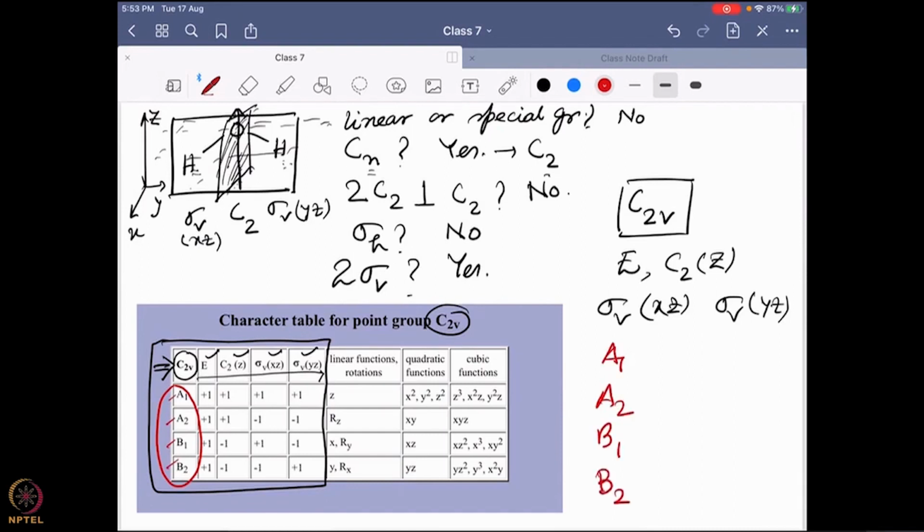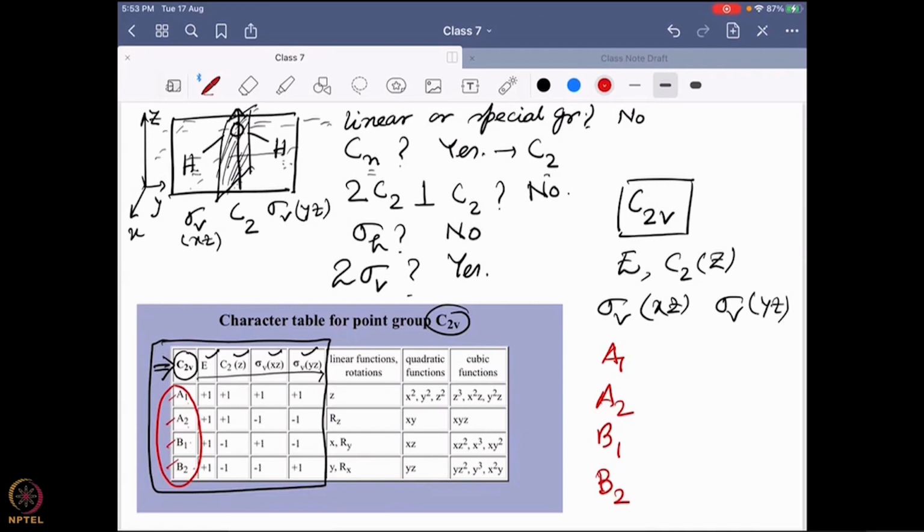So these are actually the symmetry representations. How many different symmetry representations can this molecule have, which belongs to the point group C2V? There are 4 different ones, right? A1, A2, B1, B2. So any particular property which is connected to the molecular structure has to be connected with one of these 4 symmetry representations.